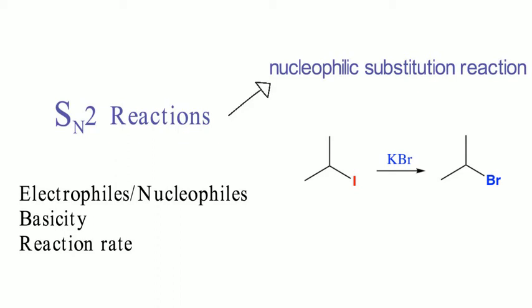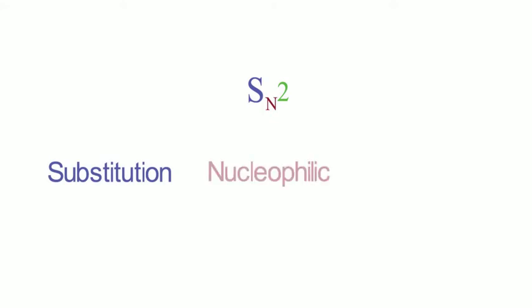Just a quick note, today we're talking about substitution reactions at a saturated carbon. These reactions are different than substitution reactions at carbonyl groups. SN2 stands for substitution, nucleophilic, bimolecular. The bimolecular means that the rate is dependent on the concentration of two species, a second-order reaction as we'll see.